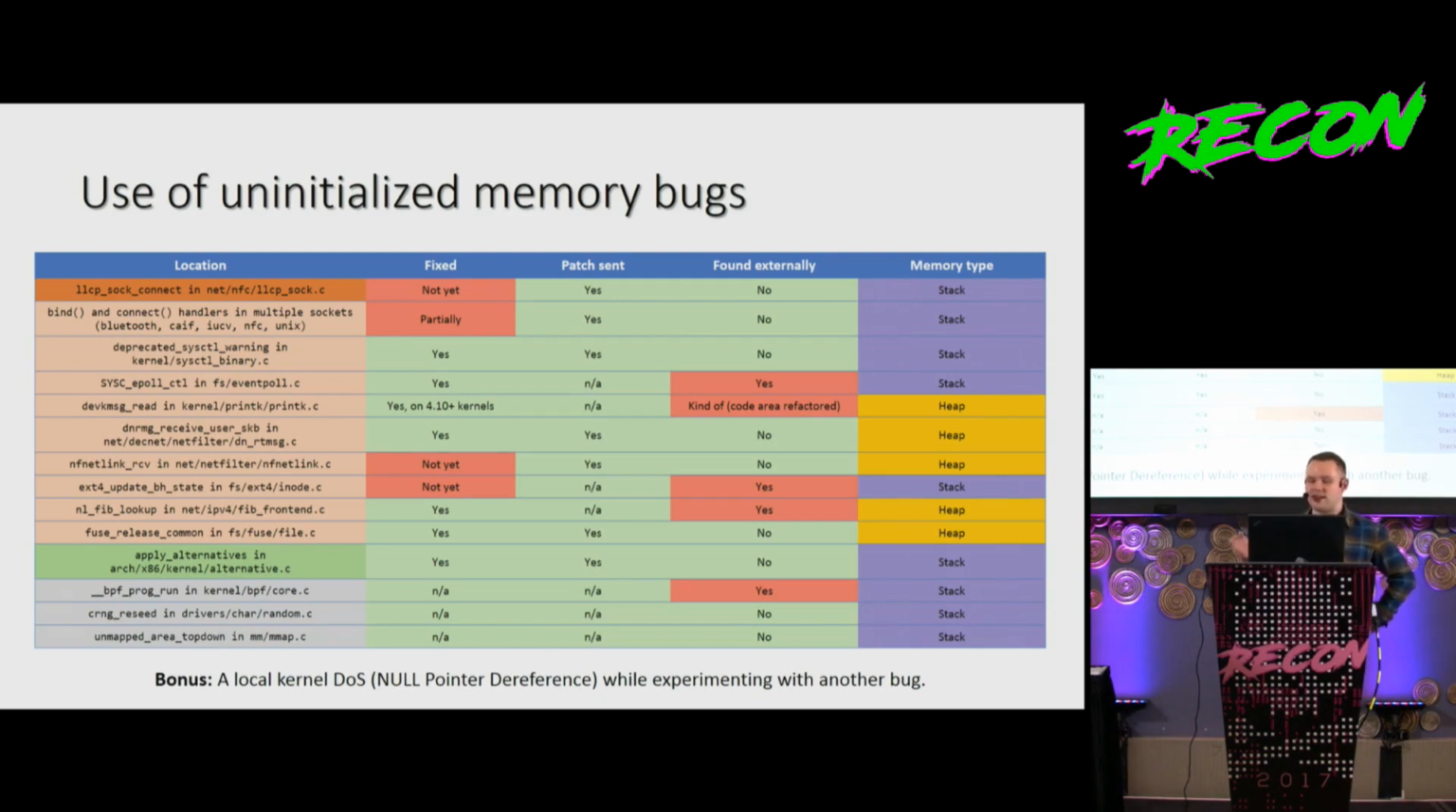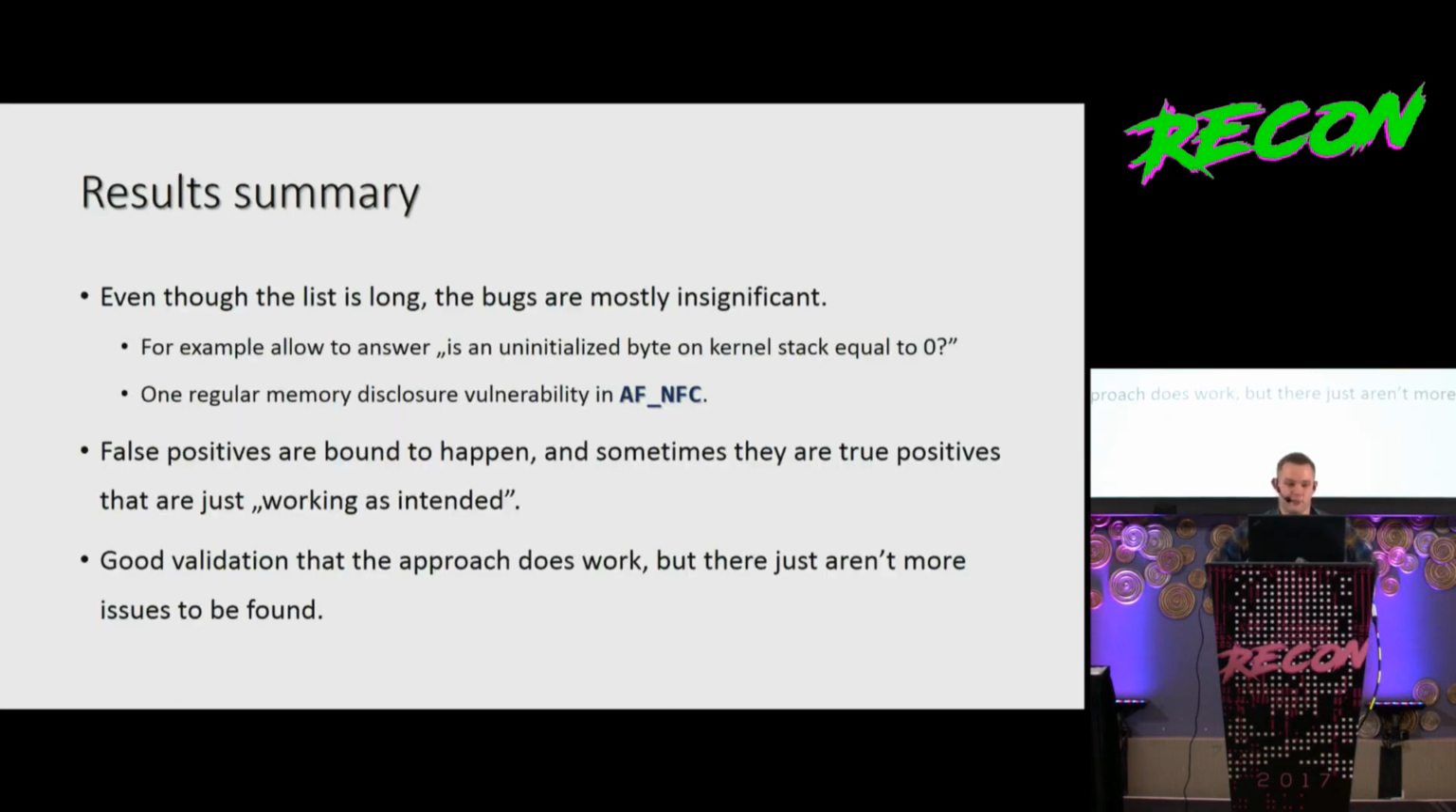Most of them were not really that important, just some small comparisons with specific constants and stuff like that. Most of them were on the stack, some of them were on the heap. Also, interestingly, some of them were being found externally at the very moment that I was finding them as well. Most of them are fixed already, but not all of them. The only actually interesting bug I found was a user mode memory disclosure in the NFC sockets that is at the top here. It's still not fixed, even though it was reported. So that's the only semi-severe bug.